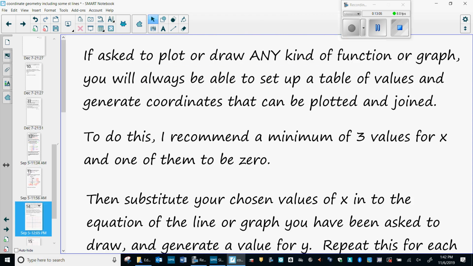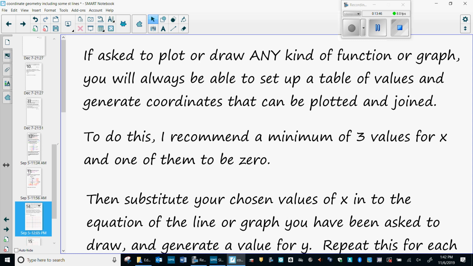Now, if asked to plot or draw any kind of functional graph, whether it's a basic, straightforward straight line, or a trig graph, or some really fancy equation, you can always use this method that we're going to talk about. Basically, you're going to set up a little table of values. We've talked about this briefly already. You can choose some x values. If they've given you some x values, you're obviously going to use those ones. But if they've given you a blank canvas, then you can choose any value.